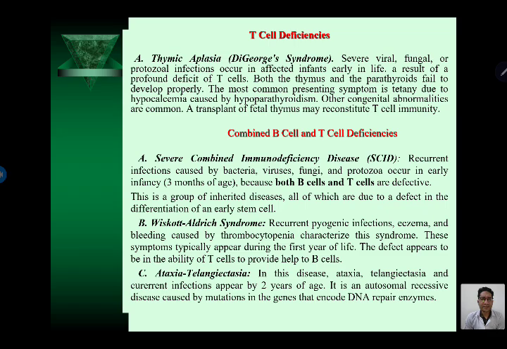Ataxia telangiectasia: in this disease, recurrent infections appear by 2 years of age. It is an autosomal recessive disease caused by a mutation in the genes that encode DNA repair enzymes.